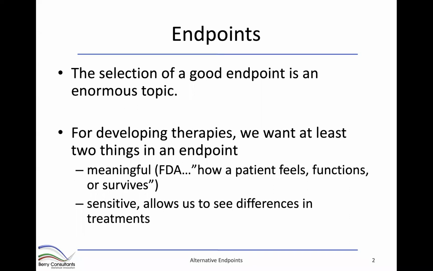So whenever we develop therapies, we really want at least two things in an endpoint. We need them to be meaningful, so we want to be talking about something that matters. The FDA usually describes this in the guidance as how a patient feels, functions, or survives. That would be a definition of a clinical endpoint. We also want those endpoints to be sensitive, so we need to be able to see differences in treatment. And a lot of times there's a conflict there. The most meaningful endpoint may not have the most sensitivity to tell whether we have a treatment effect or not.